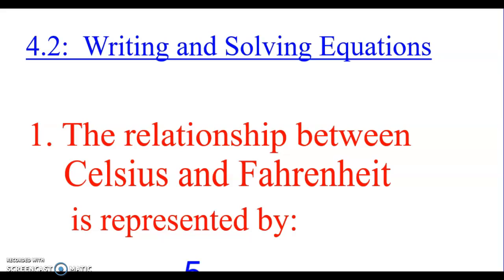4.2, writing and solving equations. So we had a little bit of practice with this in chapter 3 when we started to write simple equations in standard form. Today we're going to continue with writing equations, but we're also now going to solve the equations as you did in yesterday's homework.